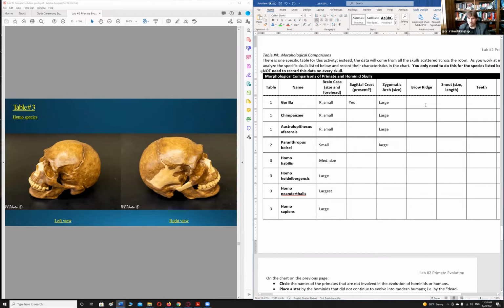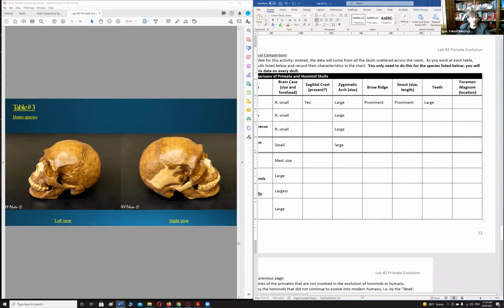Brow ridge, present. Or prominent. Let's go with it. Prominent. Snout, present or prominent. Teeth, large.